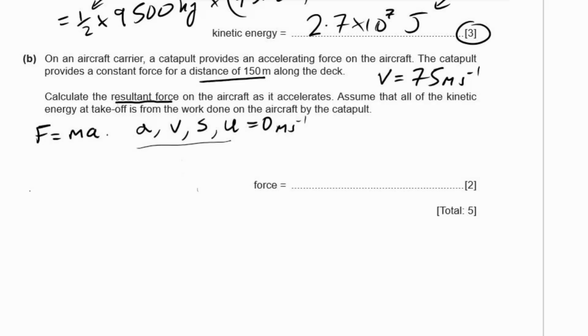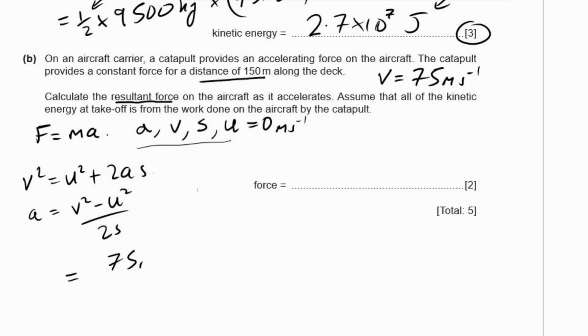And luckily enough we have it. v squared equals u squared plus 2as. And we can rearrange that to get the acceleration. Acceleration is v squared minus u squared divided by 2s. And now we can put the information in. So that's 75 meters per second squared minus 0 squared divided by 2 times 150 meters.